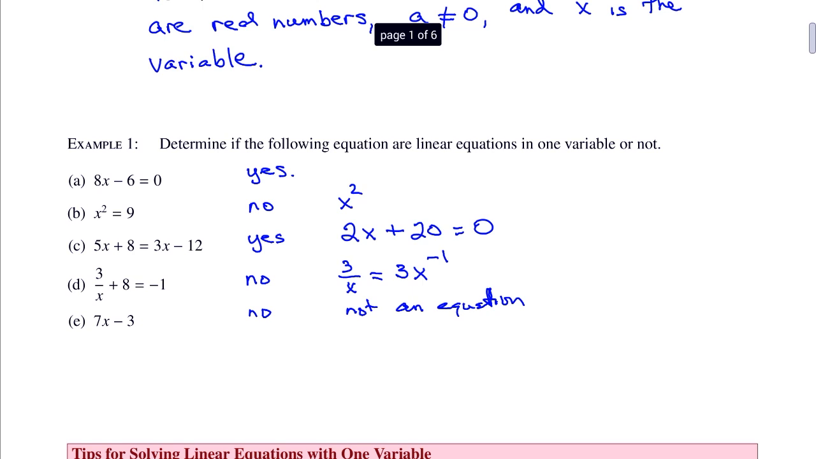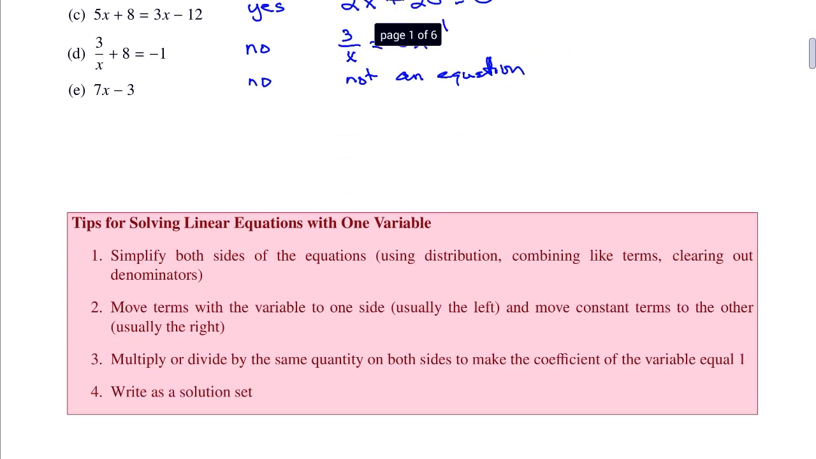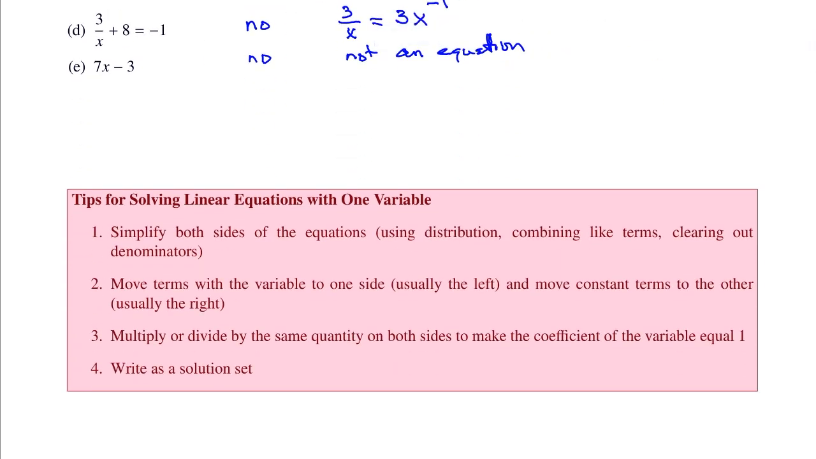Next, let's look at some tips for solving linear equations in one variable. Step 1, simplify both sides of the equation using distribution, combining like terms, and clearing out denominators. Step 2, move terms with the variable to one side. We usually move that to the left side, and then move the constant terms, the numbers, to the other side, which is usually the right side. Step 3, multiply or divide by the same quantity on both sides of the equation to make the coefficient of the variable equal to 1. And then step 4 is write the answer as a solution set.